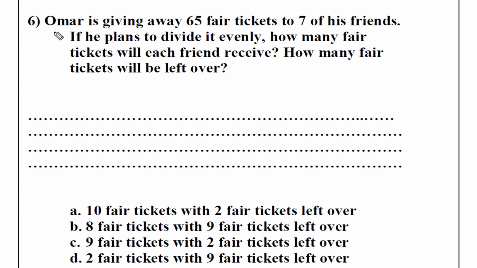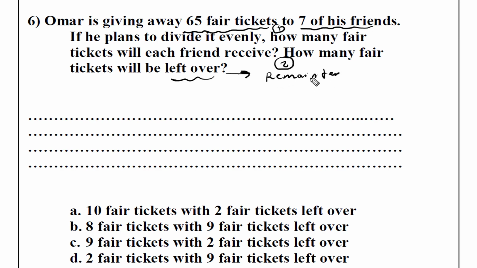Question number 6. Omar is giving away 65 fair tickets. Okay, how many total tickets? It will be 65. How many friends? It will be 7. If he plans to divide it evenly, which means equally, so we will divide. Question number 1, he said here how many fair tickets will each friend receive. To find the number of tickets each friend will receive, we will divide 65 divided by 7 and find the quotient. Second, he is asking here how many fair tickets will be left over. When he says left over, okay, so he is asking here about the remainder.